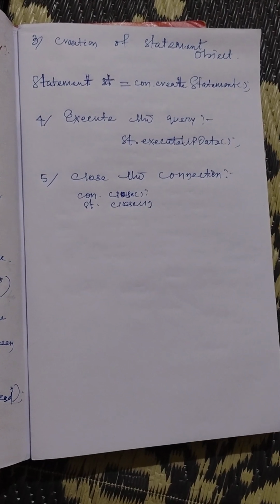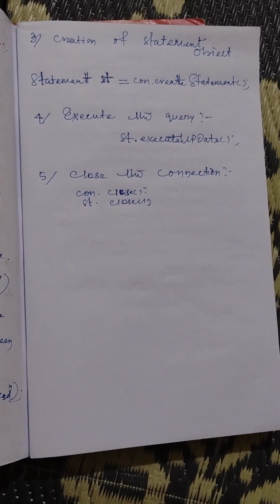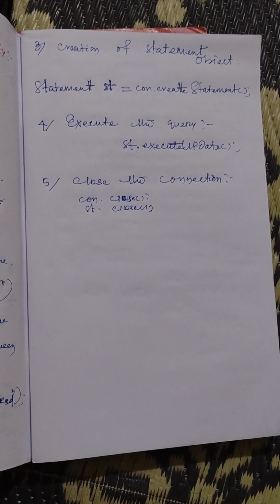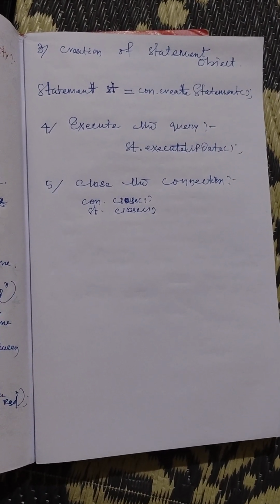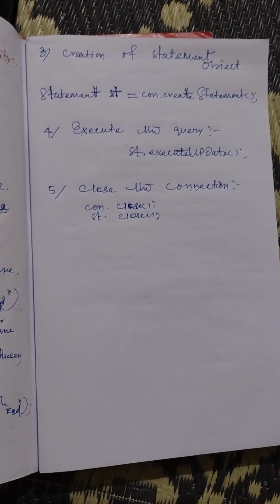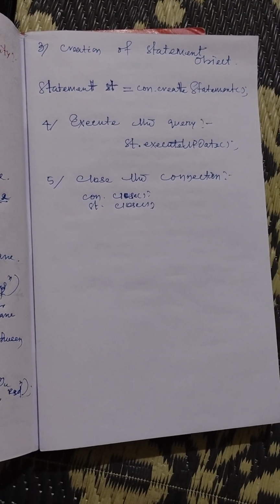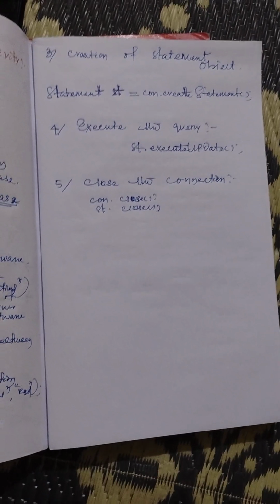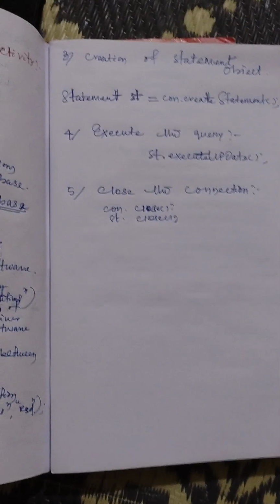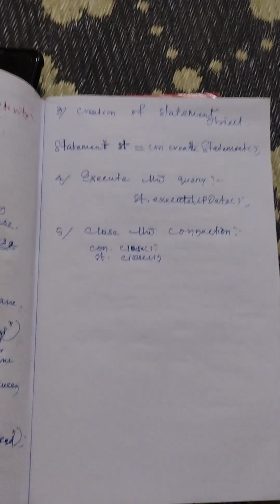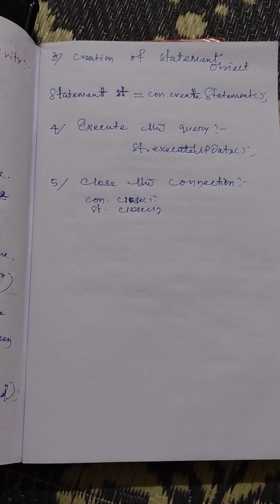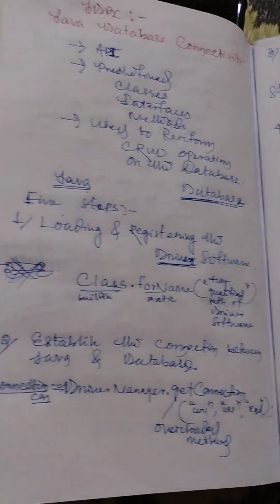These are the 5 steps we always have to remember while working with JDBC. JDBC is very simple. The first step is loading and registering the driver software, then establish the connection between Java and database, create a statement object, execute the query, and close the connection. These are the basic 5 steps. I'll show you the demonstration of this program. Let's open the system.